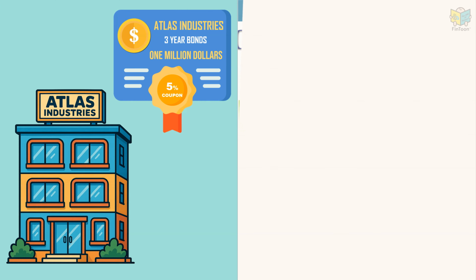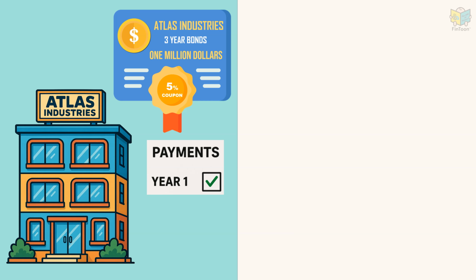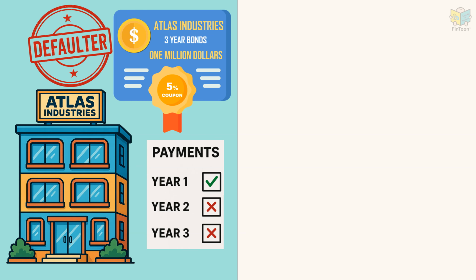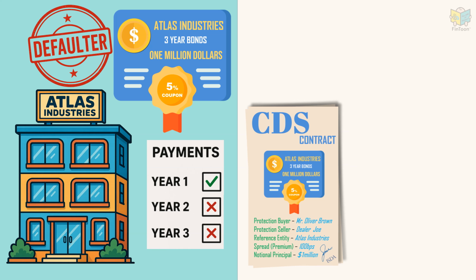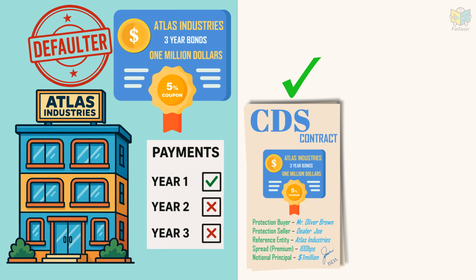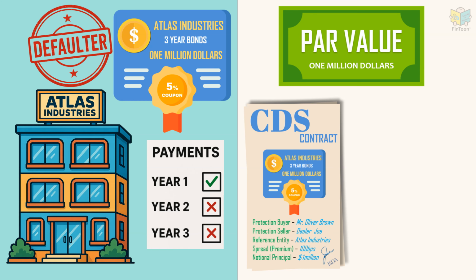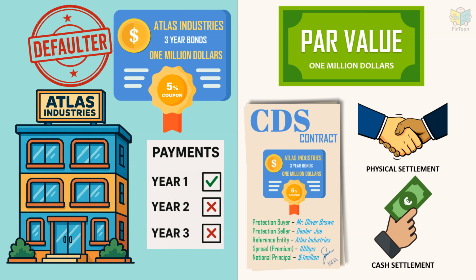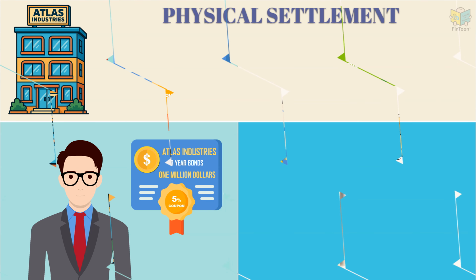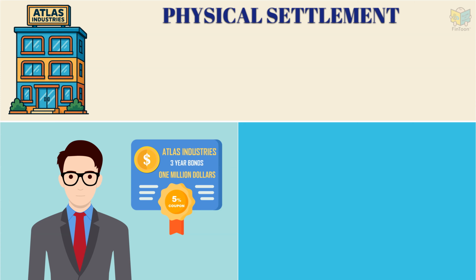If Atlas Industries pays the coupons for year 1 and subsequently defaults on the promised coupon or interest payments from year 2 onwards, a credit event is triggered, and the CDS must be settled. The settlement can either be physical or cash-based. Let's understand the physical settlement of CDS.